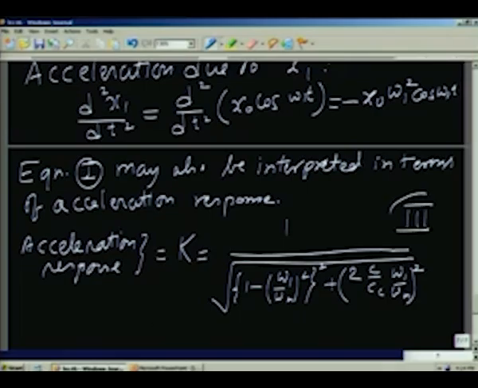In the next lecture I am going to start from these three expressions and describe how an accelerometer or a force measuring instrument can be designed either for measuring the amplitude or the acceleration, as the case may be.